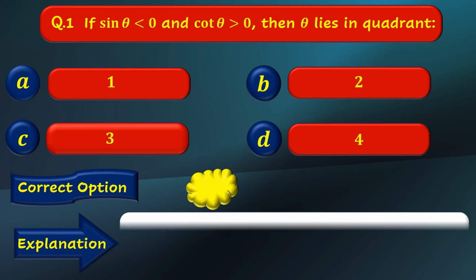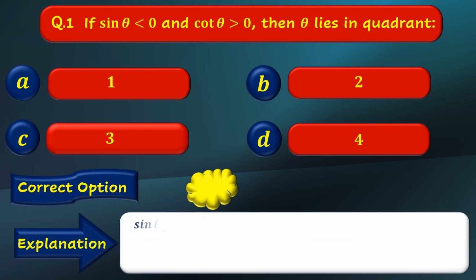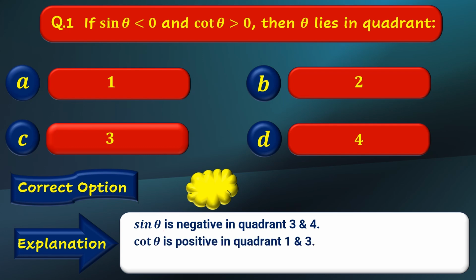But before that, let's explain it. We know that sine theta is negative in quadrant 3 and 4 and cotangent theta is positive in quadrant 1 and 3. Here the common quadrant is quadrant 3. Therefore, correct option is option C.